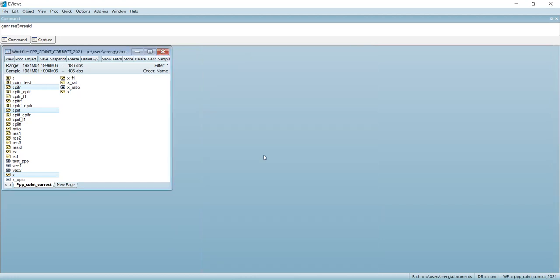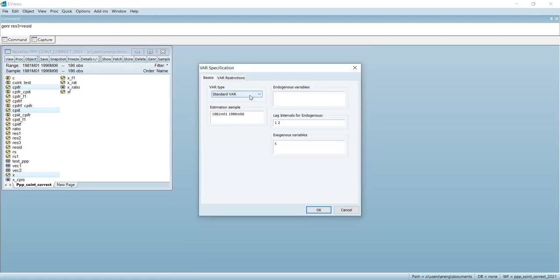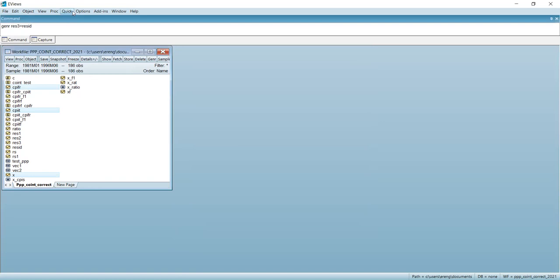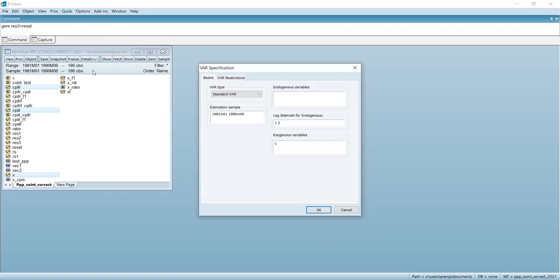Now, how do we do a VAR? Do you remember? Because now the technique is like the VAR. So you do quick estimate VAR. And when you do estimate VAR, guys, you simply click on the vector error correction model. So again, just to be sure you understand, quick estimate VAR, and once you are in the window, you just click here, vector error correction.